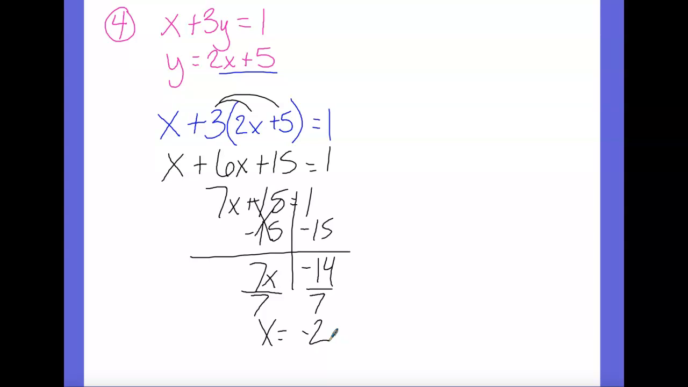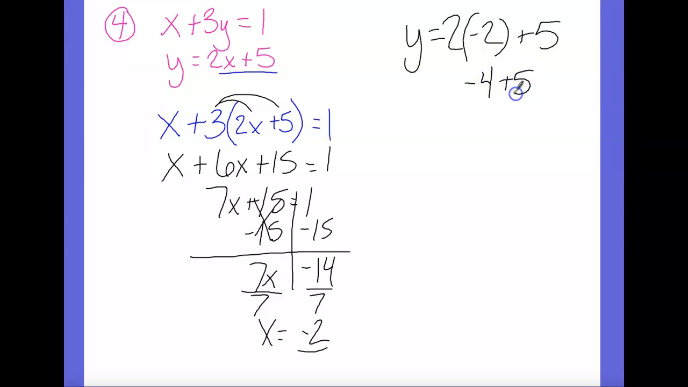Now what? Who do I sub now? I call for a sub for x, right? So which one do I want to use? The top equation or the bottom equation? The bottom. Okay, so I have y equals 2 times negative 2, because that's what I got, plus 5. 2 times negative 2, negative 4, plus 5. What does y equal? So it's my final answer. Negative 2, comma 1.